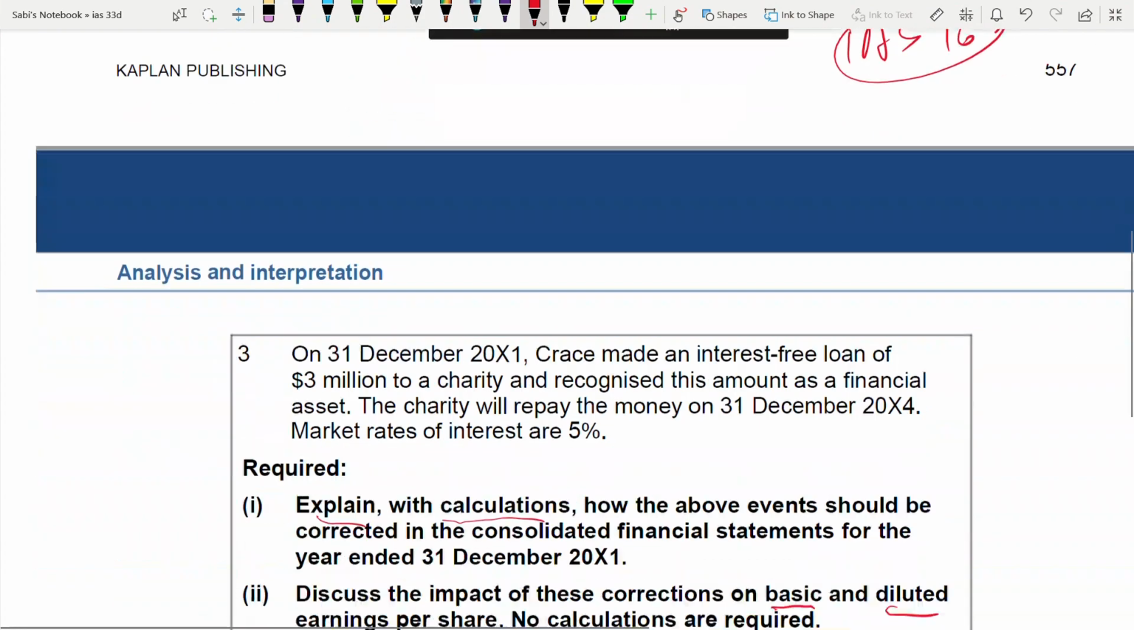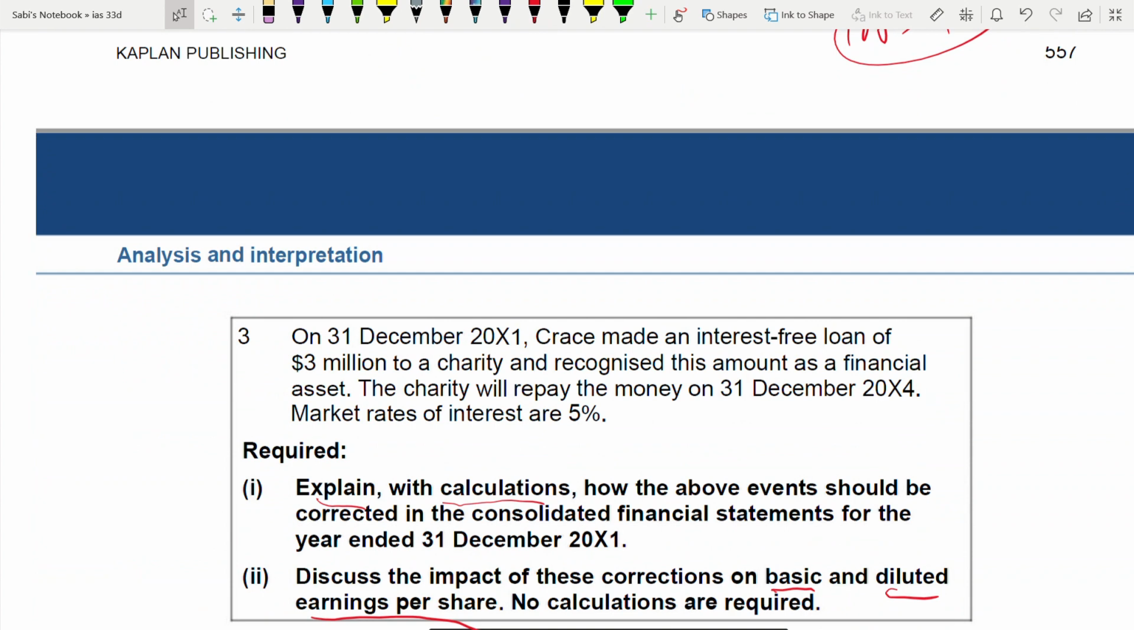And the third one is on 31st December 2001. Grace made an interest-free loan of 3 million to a charity and recognized this amount as a financial asset. The charity will repay the money on 31st December 2004. Market rates are 5%. A financial asset comes under which standard? IFRS 9.